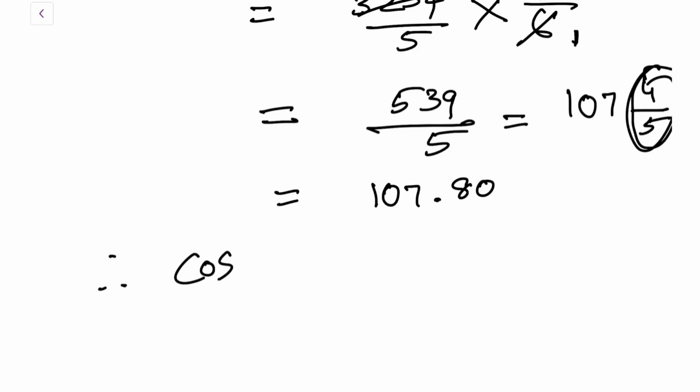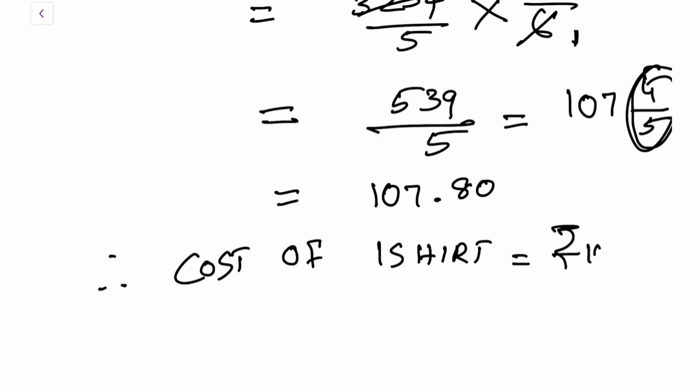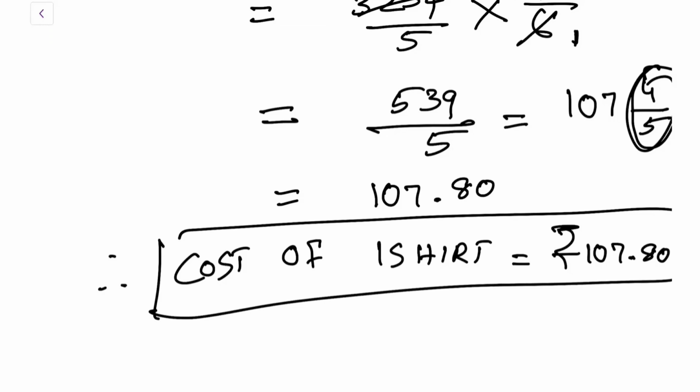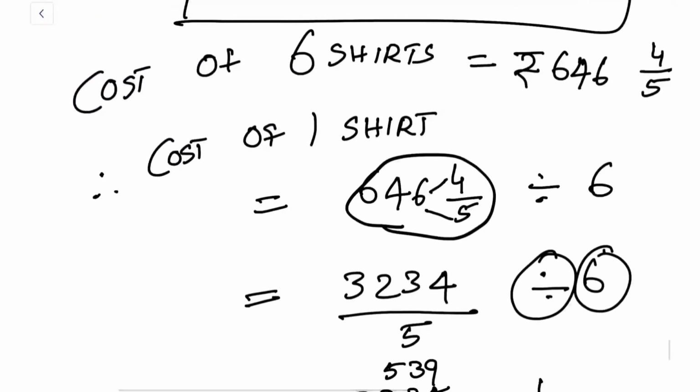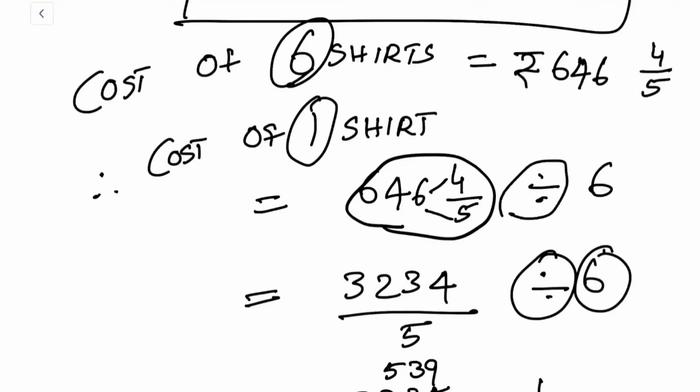Therefore, cost of one shirt is rupees 107.80. This is how you can do a word problem on division. Okay, they've given you the cost of 6, and if they ask you to find the cost of 1, remember you are reducing it. Repeated subtraction is nothing but division.